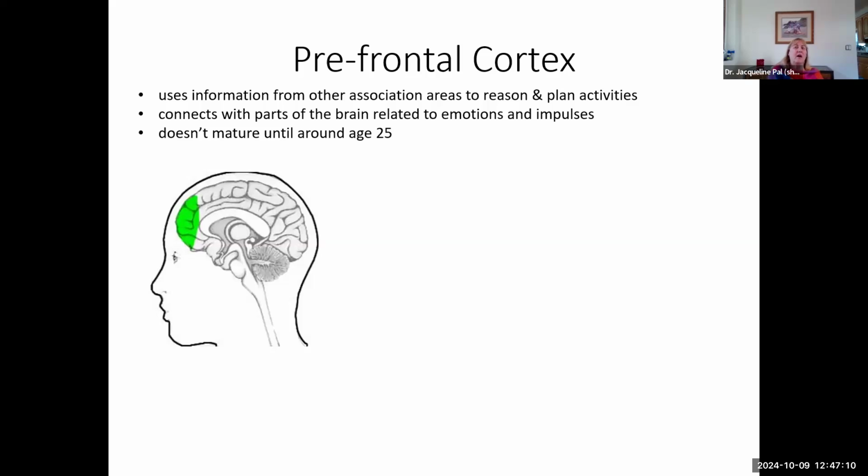All right, let me talk about that prefrontal cortex now. The prefrontal cortex is the most frontal part of the frontal lobe, right up here. And it's using information from other association areas for your reasoning and to plan activities. And it's going to connect with other parts of your brain with emotions and impulses. And here's the biggie about this part. We know as scientists that this does not mature, especially in men, until you are 25 years old.